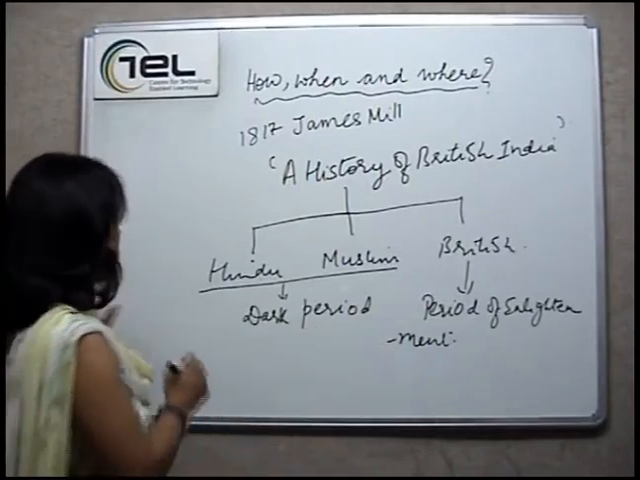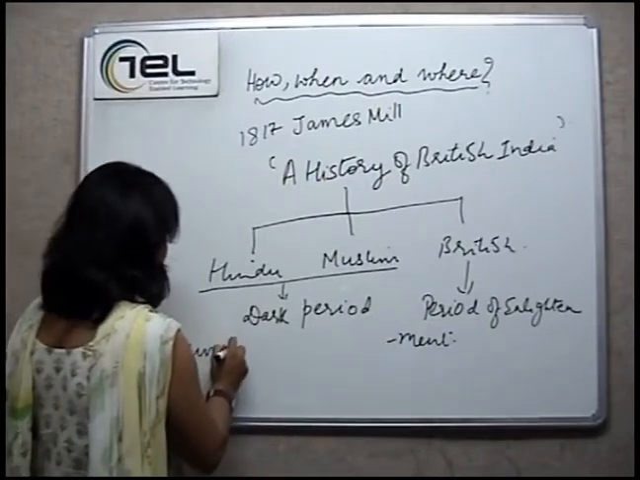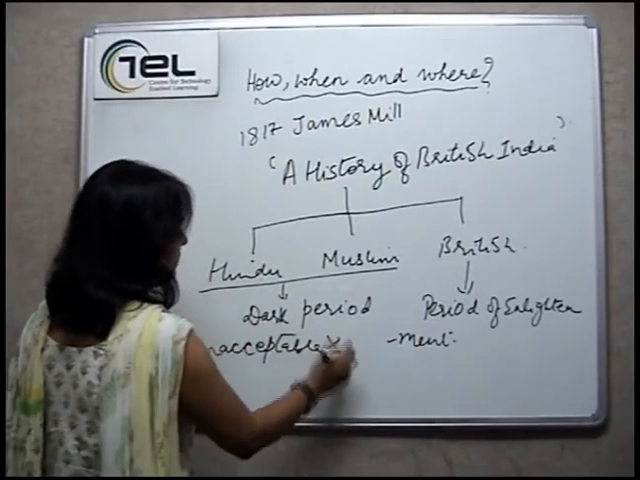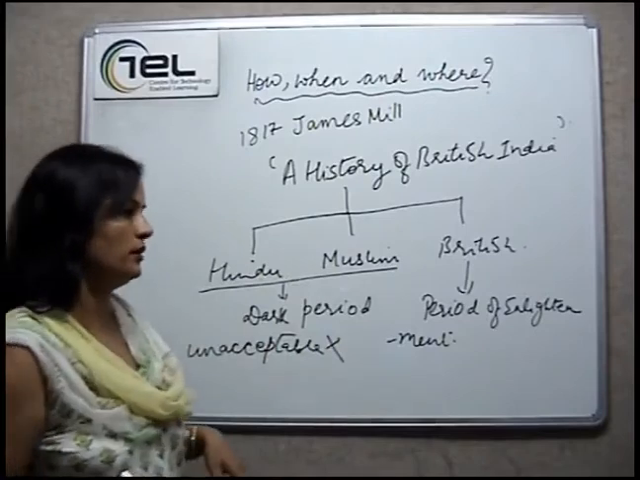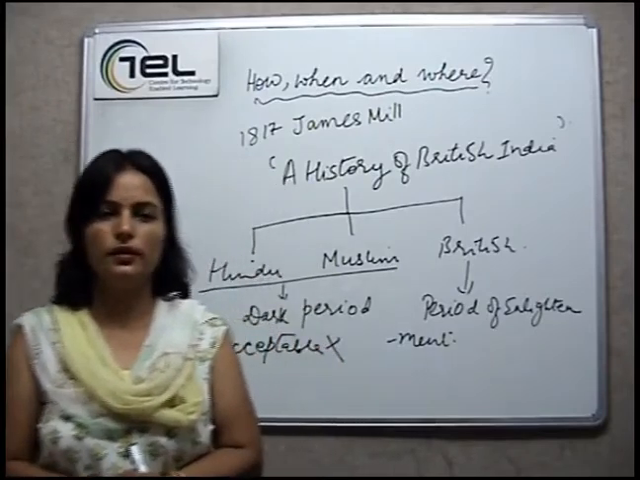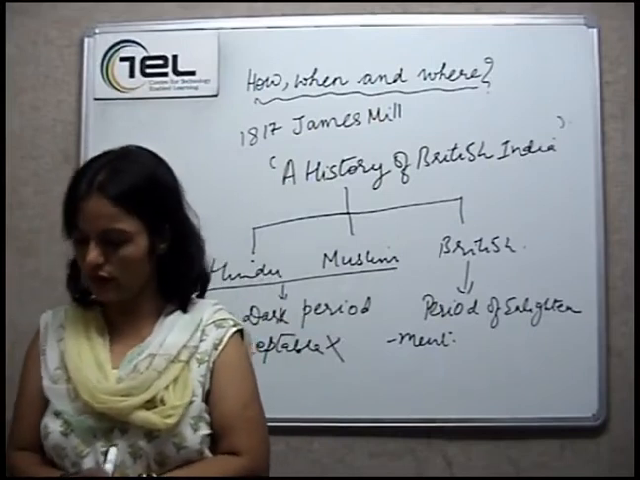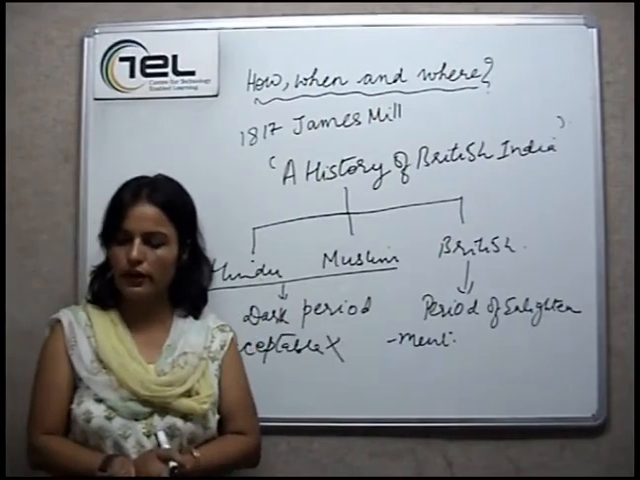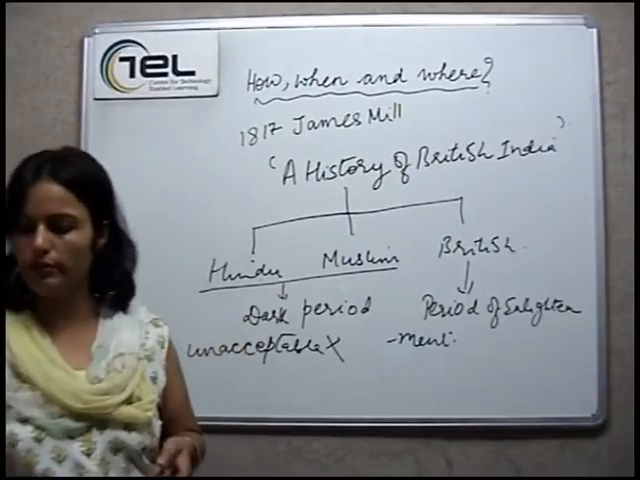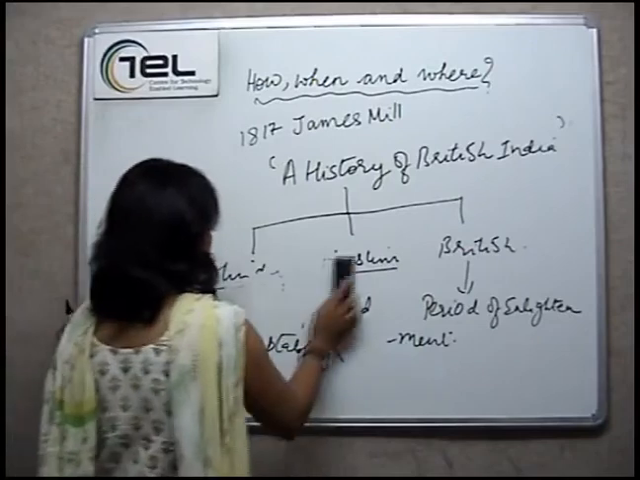But this kind of division was unacceptable to the historians, to the Indian historians. So they tried to divide Indian history into three main classes, that is ancient, medieval, and modern.